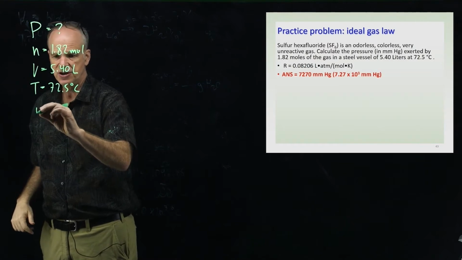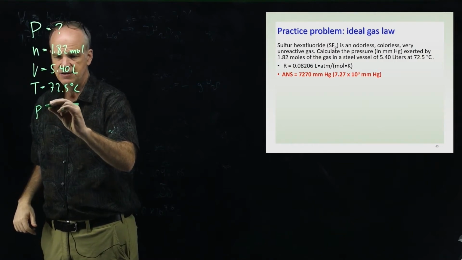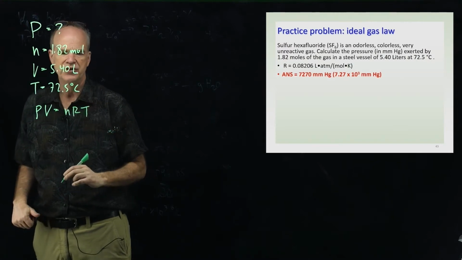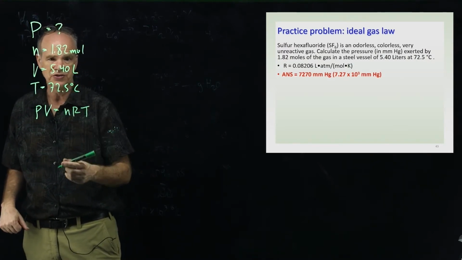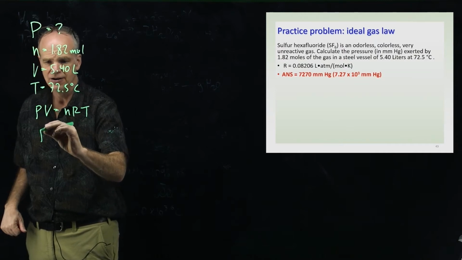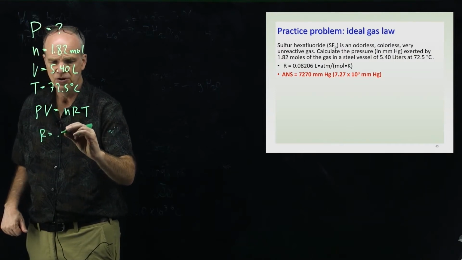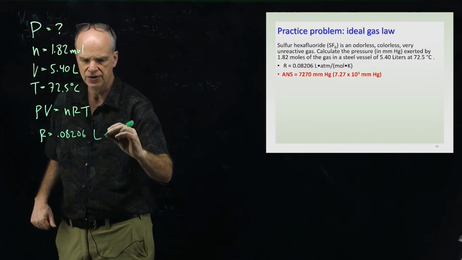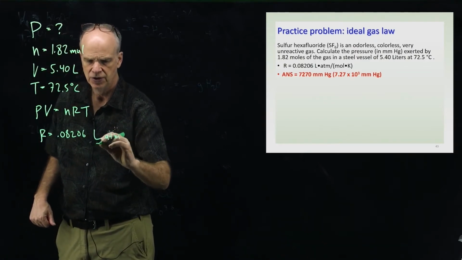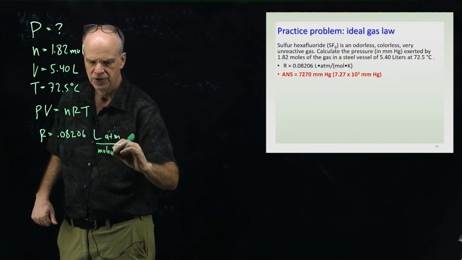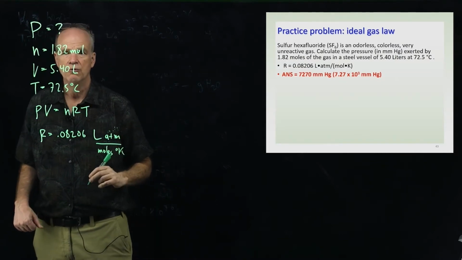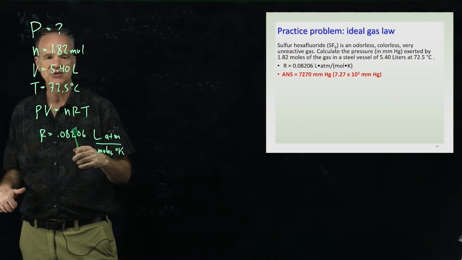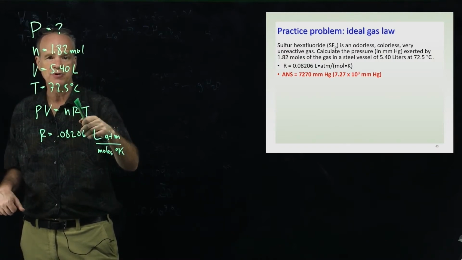So the pressure here is PV = nRT, and we can solve for P using this law. R is 0.08206, and the units are liters atmospheres over moles degrees Kelvin. To use this formula, we have to make sure that we have all these properties in the correct units.